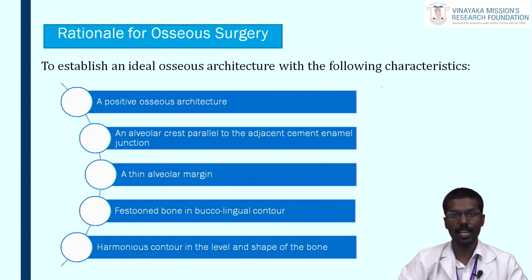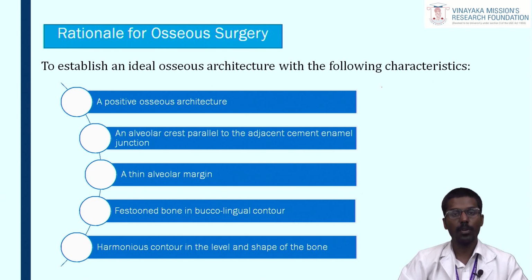Now coming on to the rationale, that is why we are going to do this resective osseous surgery. There are a few important basic points which you need to know. One is to bring a positive architecture, that is, you need to provide the interdental bone more coronal to the radicular bone. Next, the alveolar crest should be parallel to the cemento-enamel junction of the tooth structure. Next, the alveolar margin should be thin. If it is thick, then again the periodontal disease is going to progress.